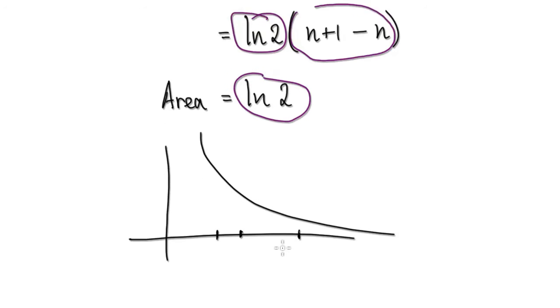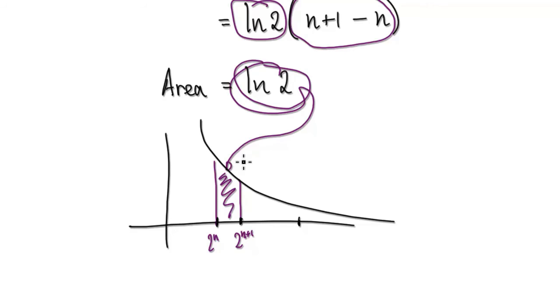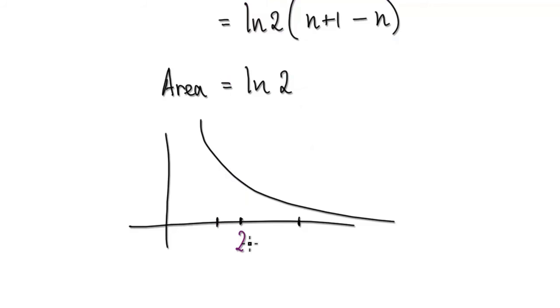So no matter which segment you look at, if you look at this one here, 2 to the power of n, this is 2 to the power of n plus 1. So the area here is actually natural log of 2. Let's just imagine 2 to the power of n is here. So this must be 2 to the power of n plus 1. So this area is also natural log of 2, meaning all the areas are the same. Okay?